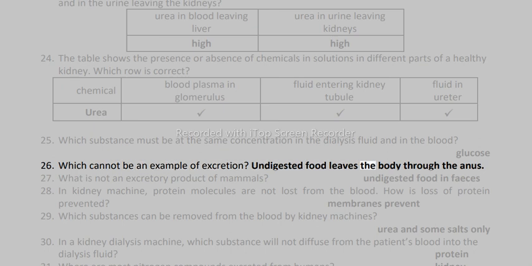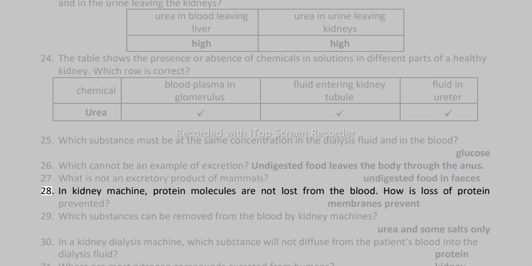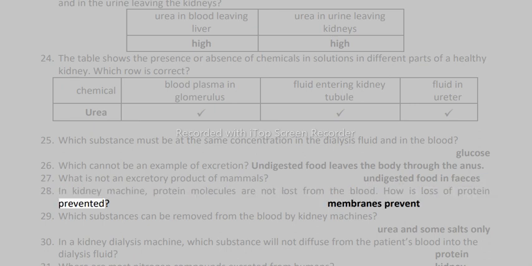Undigested food leaves the body through the anus. 27. What is not an excretory product of mammals? Undigested food in feces. 28. In a kidney machine, protein molecules are not lost from the blood. How is loss of protein prevented? Membranes prevent it. 29. Which substances can be removed from the blood by kidney machines? Urea and some salts only.